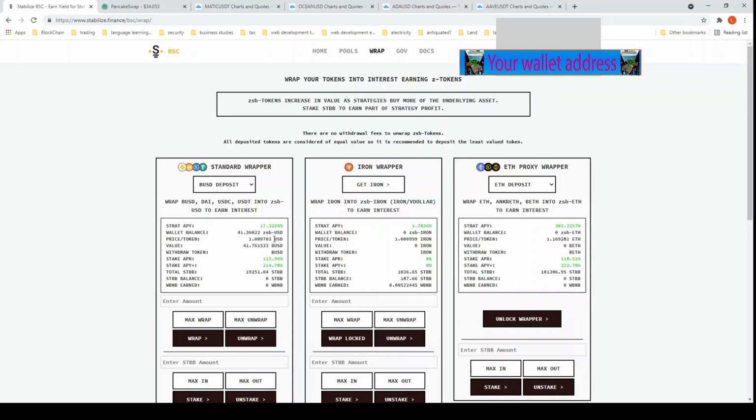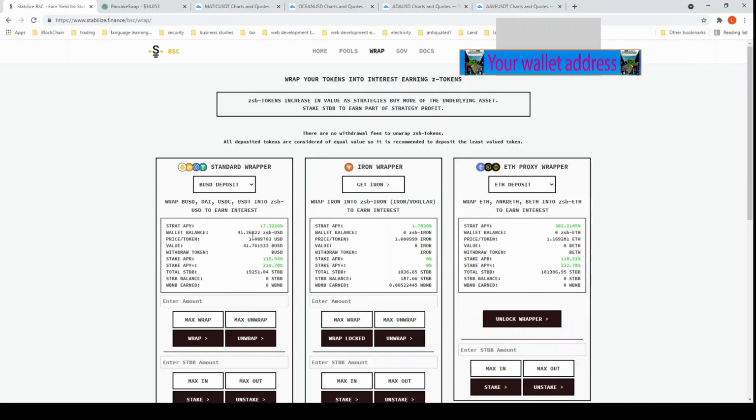I just saw an increase right there. So the value just increased. I already saw it. The APY even changed. So what is this stake APR? That's for when I stake STBB within this. But for now, I'm just looking at my ZSB wraps.